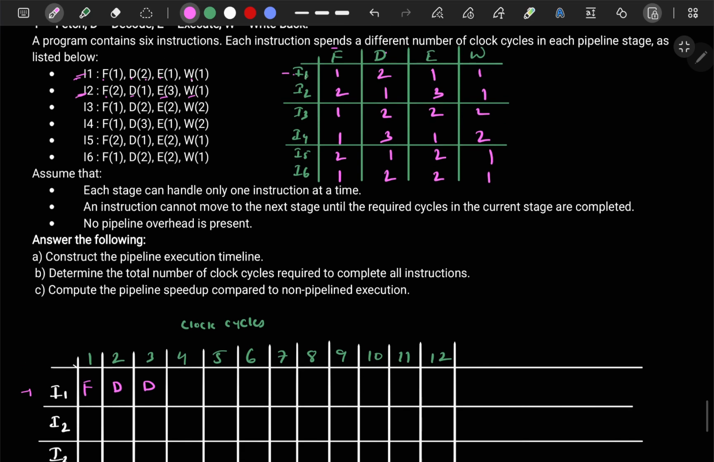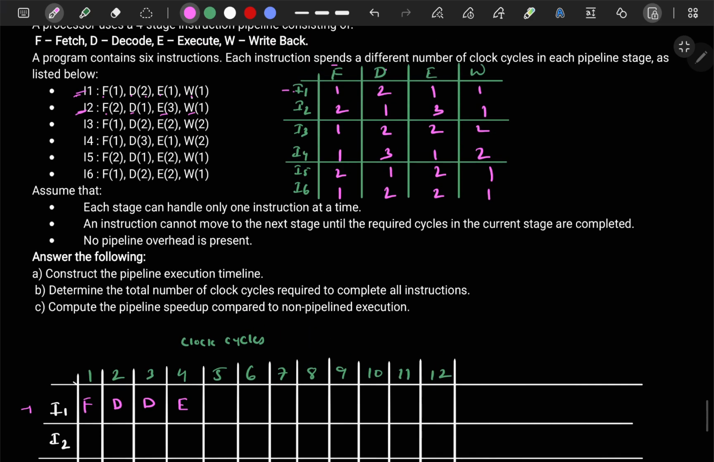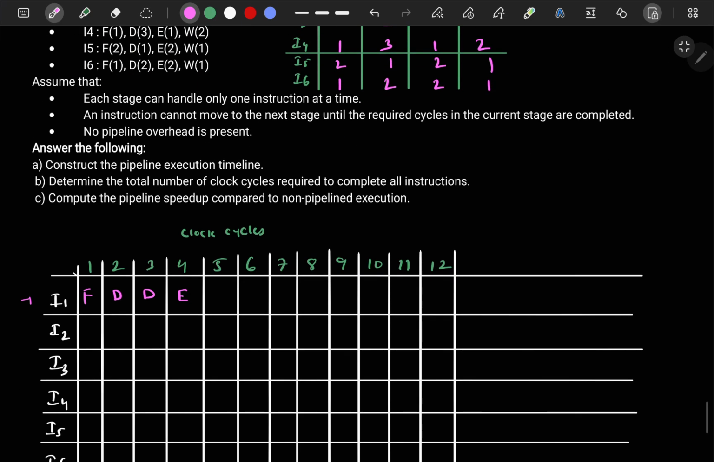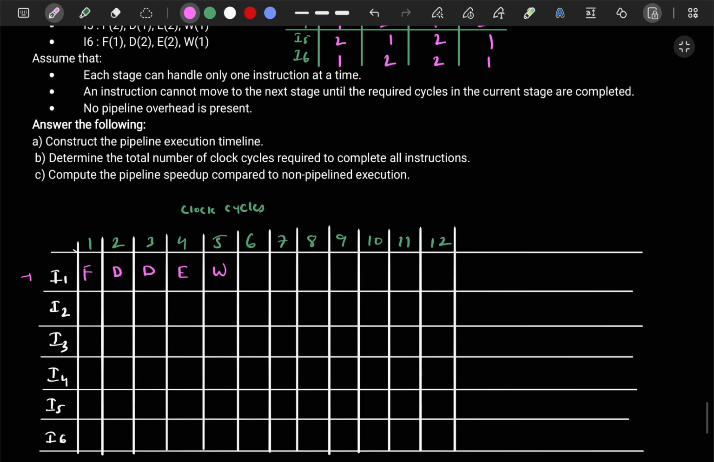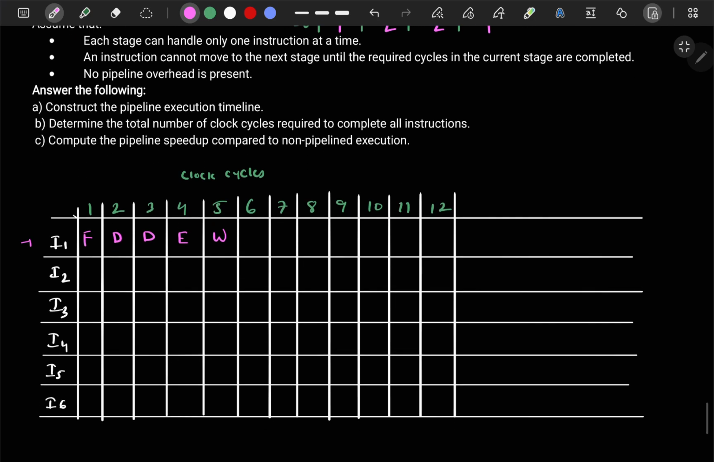Now instruction 1 at execute takes 1 clock cycle, so you go to instruction 1 and write execute 1 time. At write back it takes 1 clock cycle, so write it 1 time. In this way you have to fill this timeline. Now go to the next data, that is instruction 2. You can clearly see instruction 2 at fetch takes 2 clock cycles. Now there would be a problem.